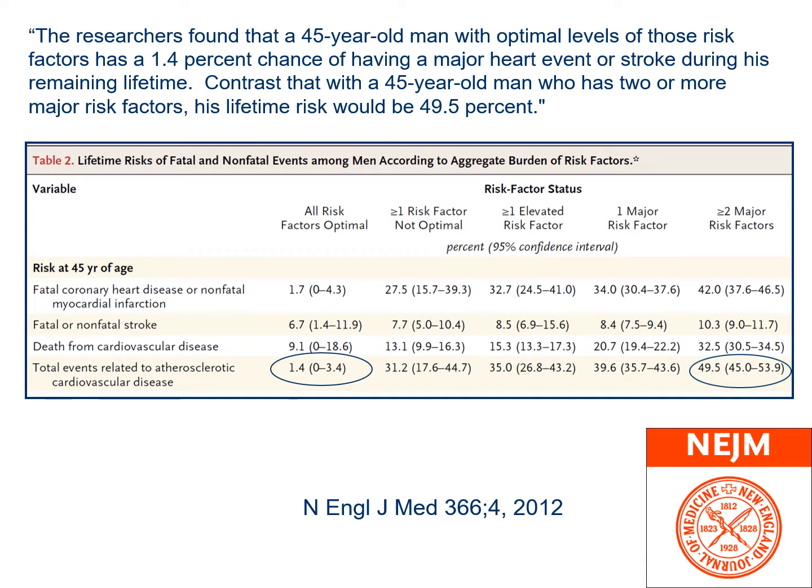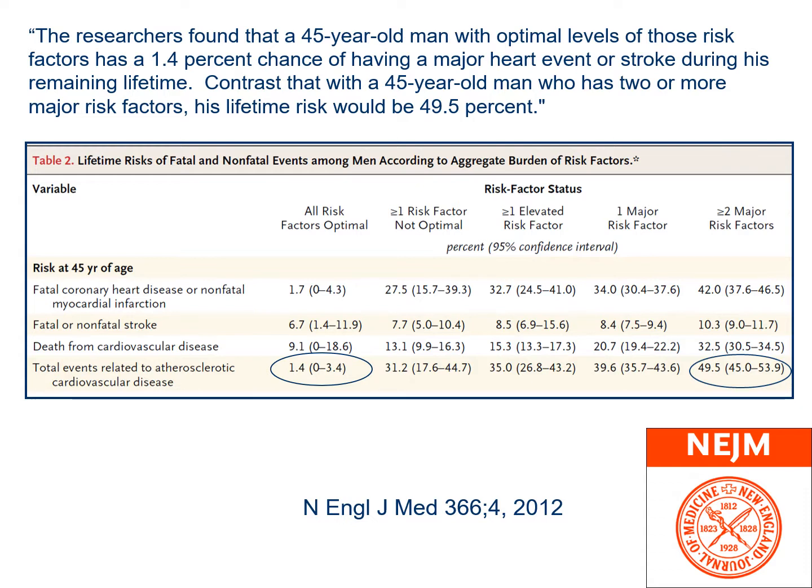This slide details the lifetime risks of fatal and non-fatal cardiovascular events among men according to the aggregate burden of the risk factors that we described previously. The researchers found that a 45-year-old man with optimal levels of those risk factors has only a 1.4% chance of having a major heart event or stroke during his remaining lifetime. That's shown by the circle on the left-hand side of the table.